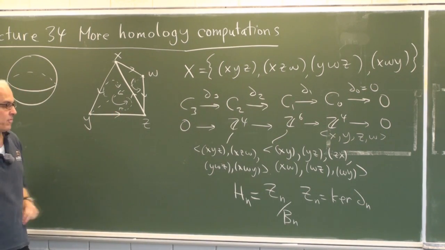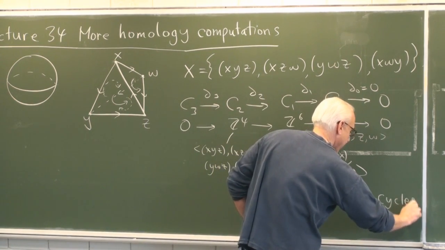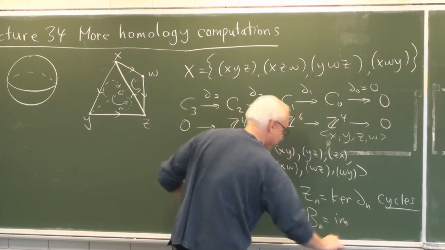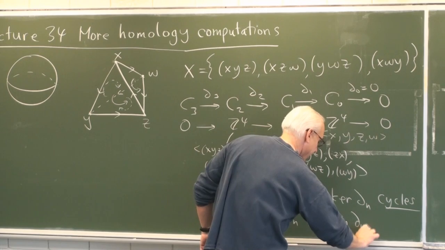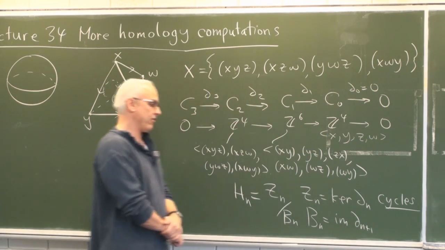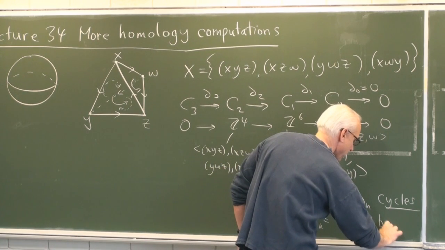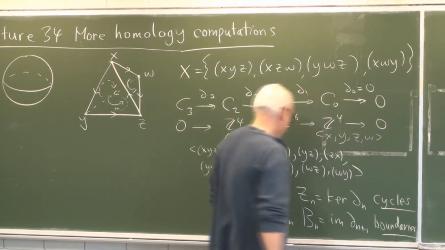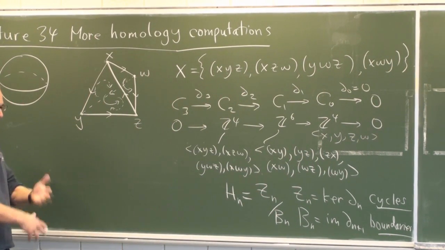Things that get set to 0, the cycles. And Bn is the image of the one higher boundary map, del n plus 1. And those are called boundaries. And we want to take the quotient of the cycles mod the boundaries to get the homology groups.